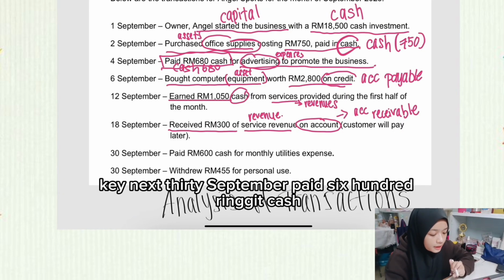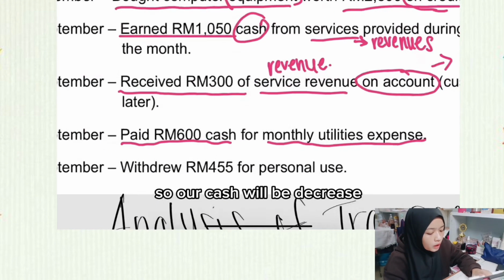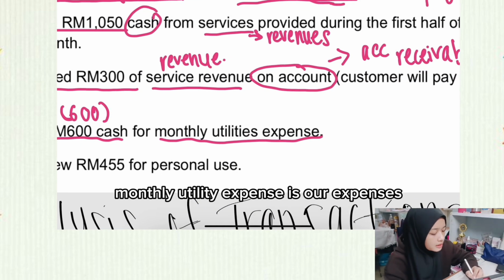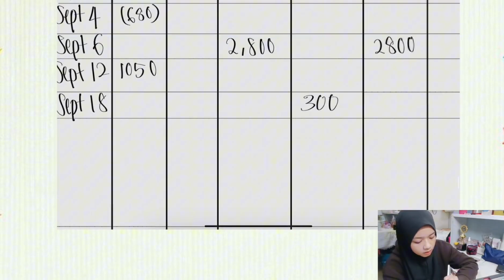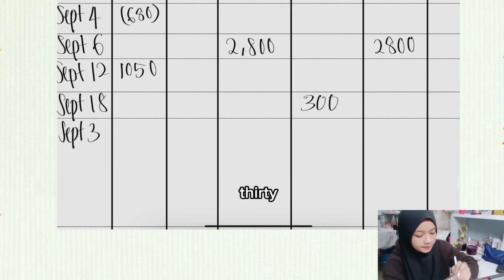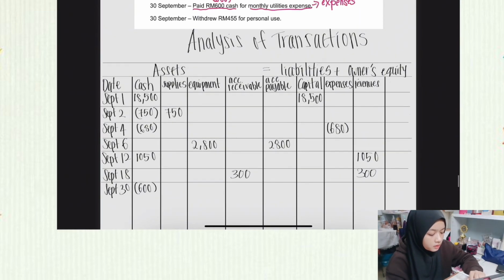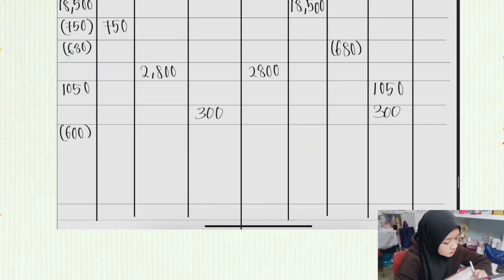Okay, next, 30 September, paid 600 ringgit cash for monthly utilities expense. So our cash will be decreased. Monthly utility expense is our expense. September 30, cash decreased 600 ringgit, and utility expense is under expenses of owner's equity. Don't forget the bracket.